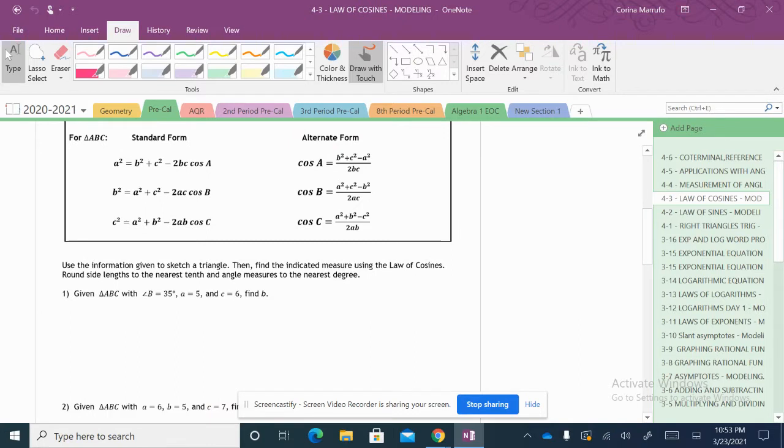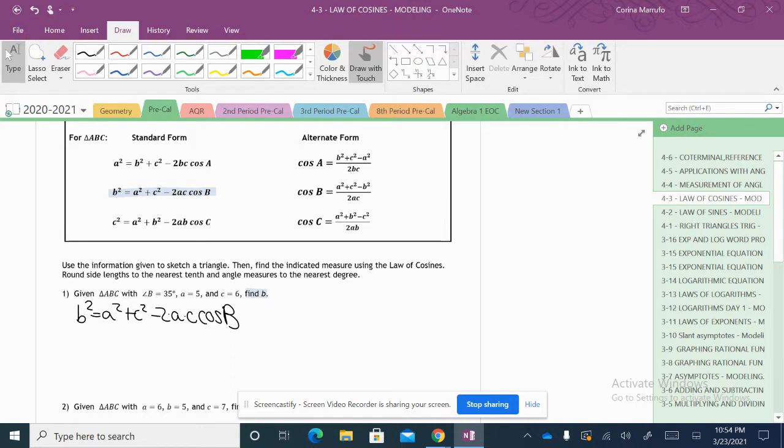Pretty much we're just plugging in on here. I don't want you guys to get super confused or anything like that. It's just literally plugging everything in and solving. So if we look here, it says given triangle ABC with angle B equals 35 degrees, A is 5 and C is 6, and they want us to find B. If we're finding B, we're going to have to use this formula right here. So I'm going to go ahead and copy that down. B squared equals A squared plus C squared minus 2 times A times C cosine of B.